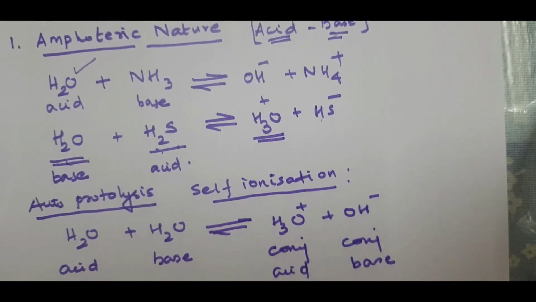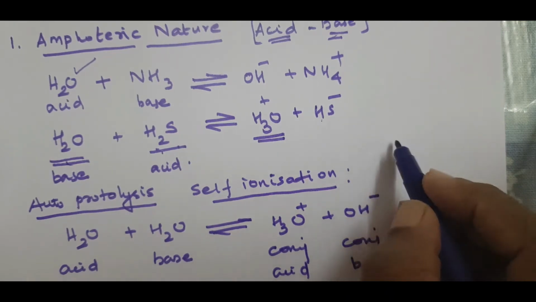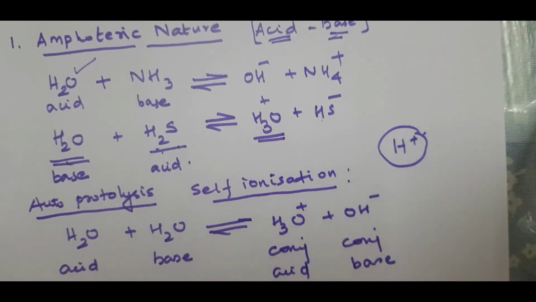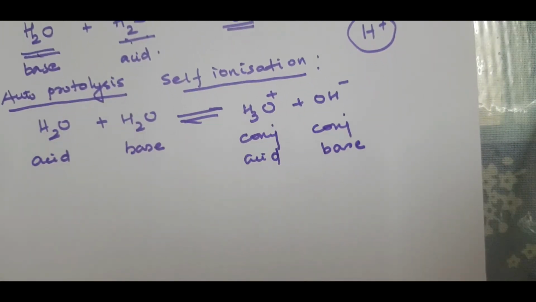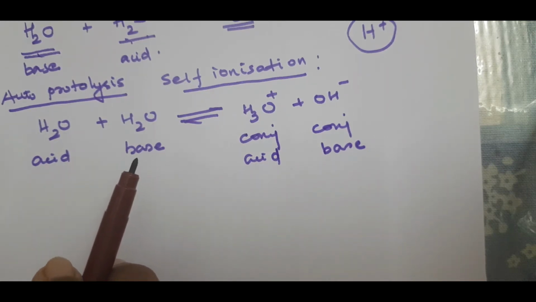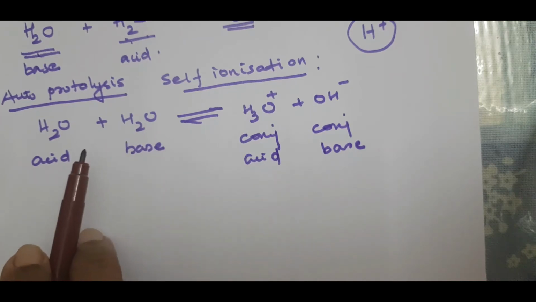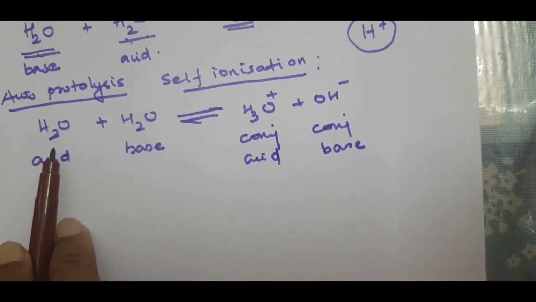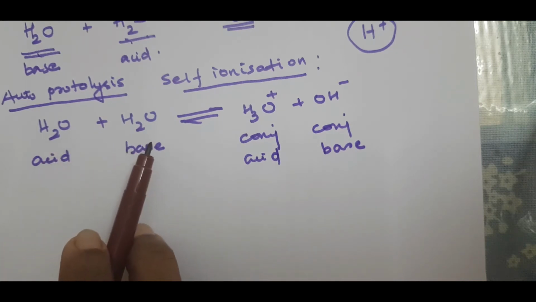You know, a conjugate acid-base pair will differ by an H plus. So this is called autoprotolysis or self-ionization reaction. Hope you understood this reaction. Okay, so this is the first chemical reaction, that is, water is amphoteric in nature. That means water has the ability to act both as an acid as well as a base. At the same time, water also undergoes autoprotolysis. Autoprotolysis means self-ionization. Correct. Okay.